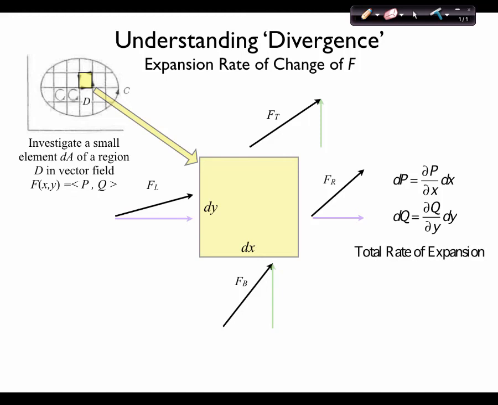So the total rate of expansion is just going to be a sum. We're going to sum up the effect of expansion in the Y direction from the Q components, and the expansion or contraction contribution in the X direction from the P components. So we're just going to add them up. And then in 3D, we'll just add up all 3.